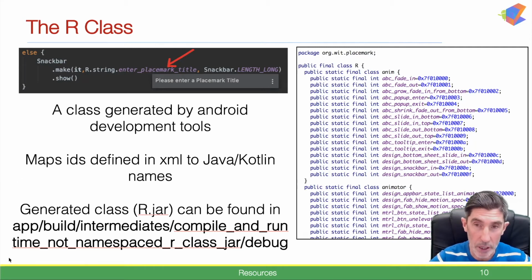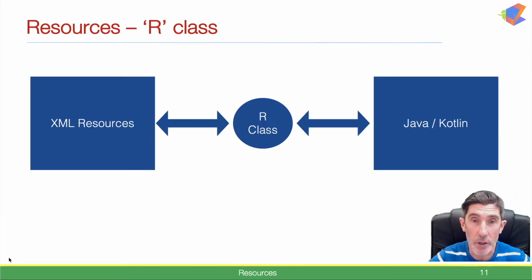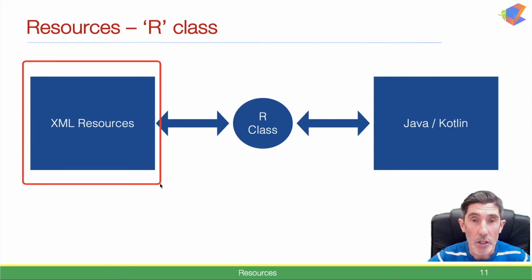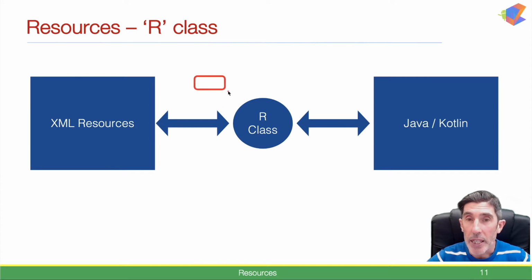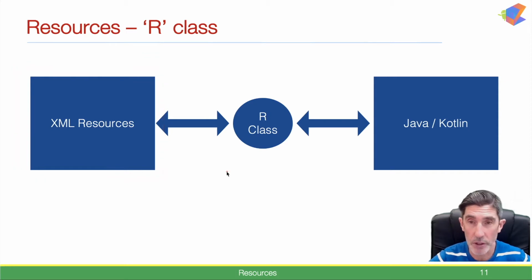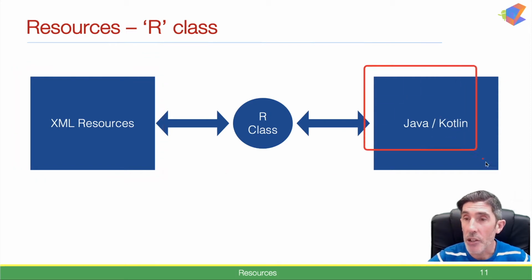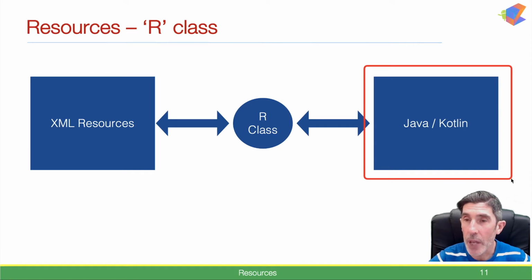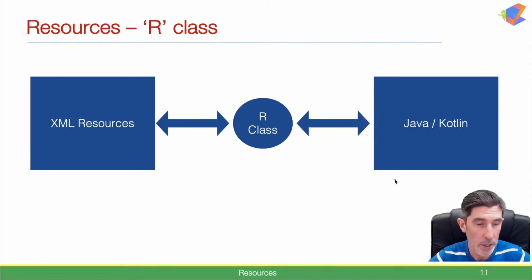Okay, so that's a bit on the R class itself. How it actually works, just a visual look at it: we have our own XML resources, so we add those in. The link is the R class, between the resources, which are in external, separate folders, and our Java or our Kotlin code within our activities, or wherever the case may be. Again, just worth knowing about.